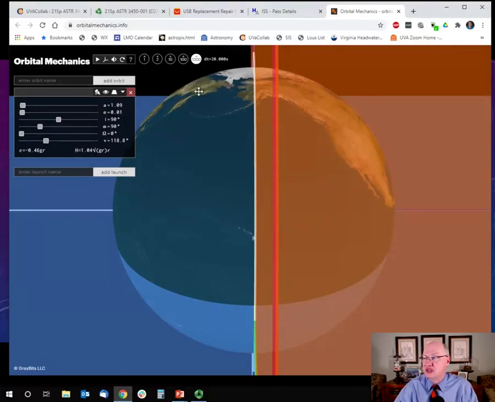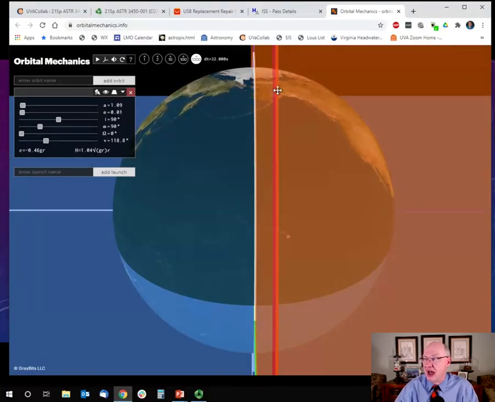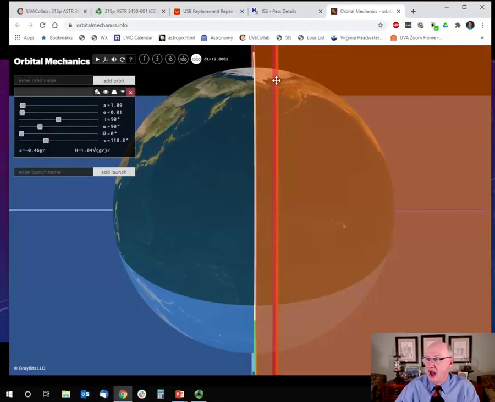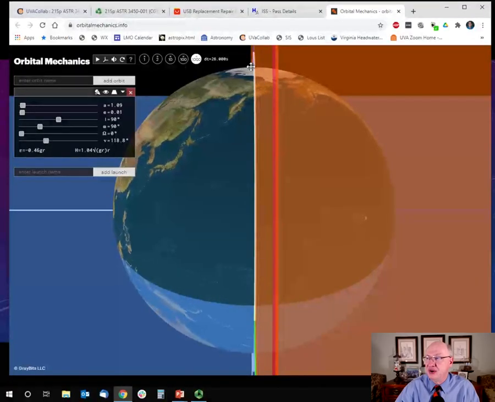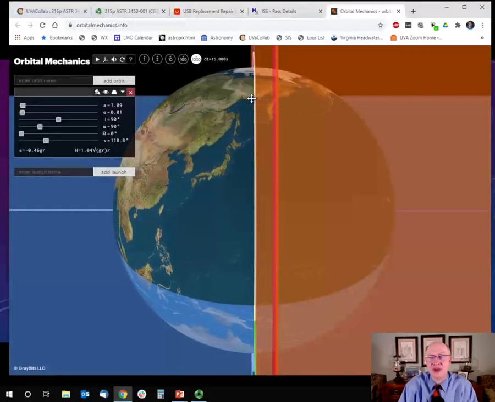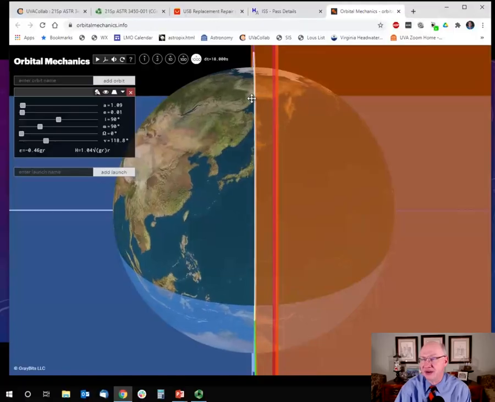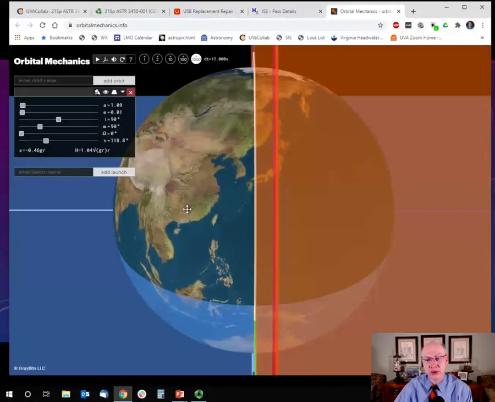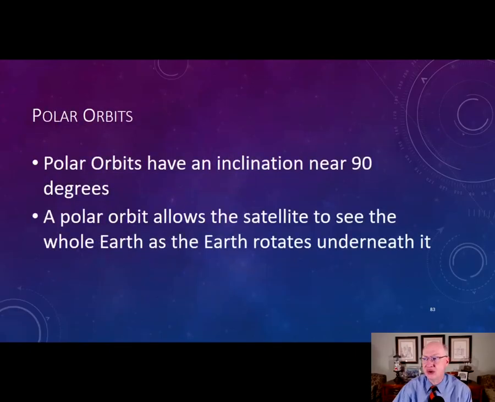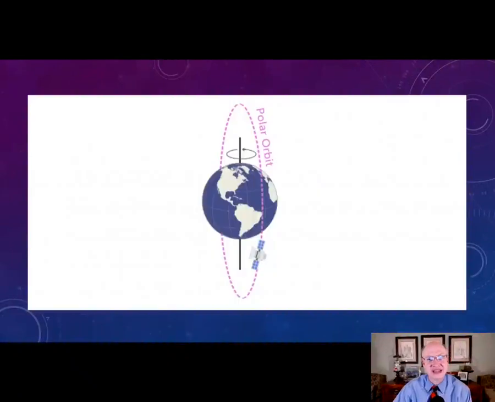But imagine that you want to study a point high up in Alaska at least twice a day. It'll be underneath your orbit once when you're going up and then once when you're coming down about 12 hours later. So polar orbits have an inclination of about 90 degrees, and they have the advantage that they allow you to see the whole Earth as the Earth rotates underneath it. So here's an example of what a polar orbit looks like.